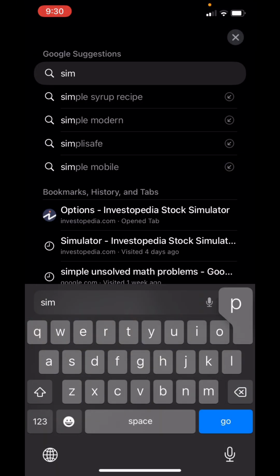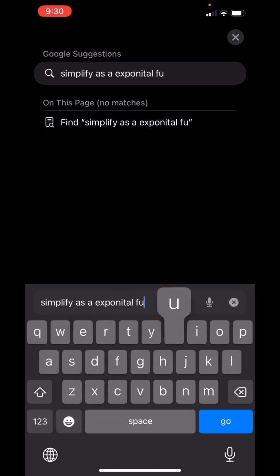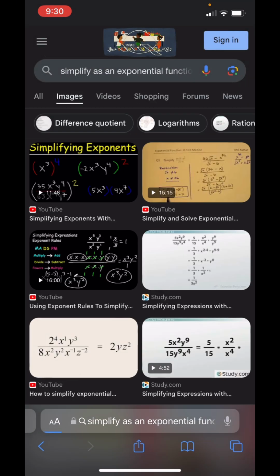It's called simplify as an exponential function. Yeah, function, fraction. Yeah, function. Okay. Yeah. So, okay, just to make sure. Okay. Now let me continue. And I'll be right back there.